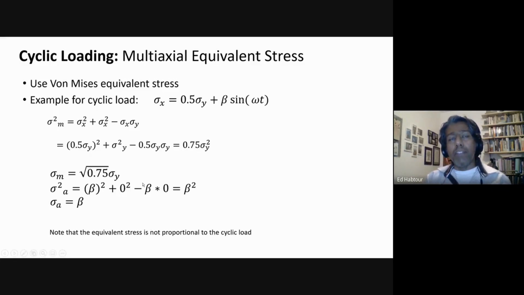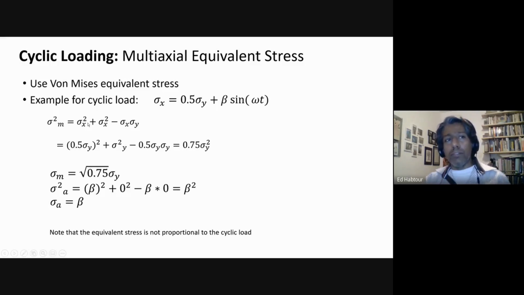Here I show an example of calculating the von Mises stresses when you have cyclic or cyclical loading stress. Here I show if you have XY stresses, and they have the sine component in it here as well. So if you were to calculate the von Mises stresses, we know how to calculate this.